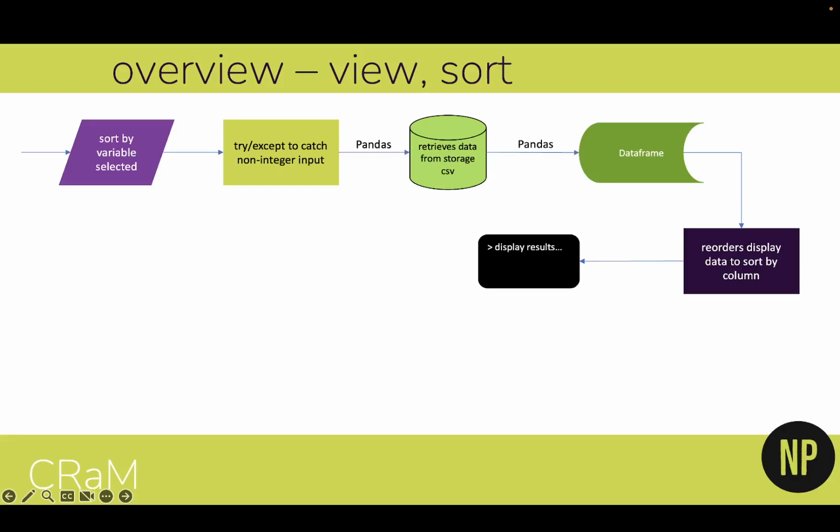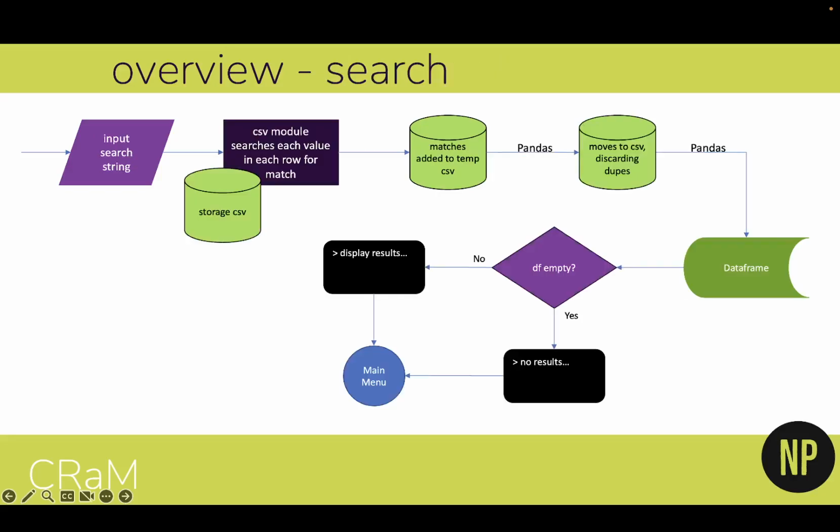Pandas then retrieves the data from the storage CSV, applies it into a data frame, reorders the data for display to sort by whichever column was chosen, and then displays it in the terminal window.